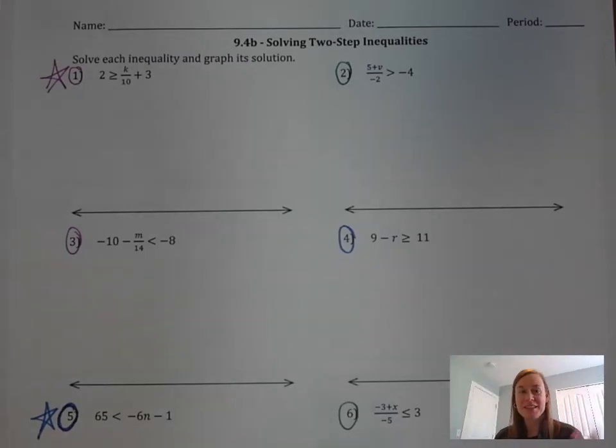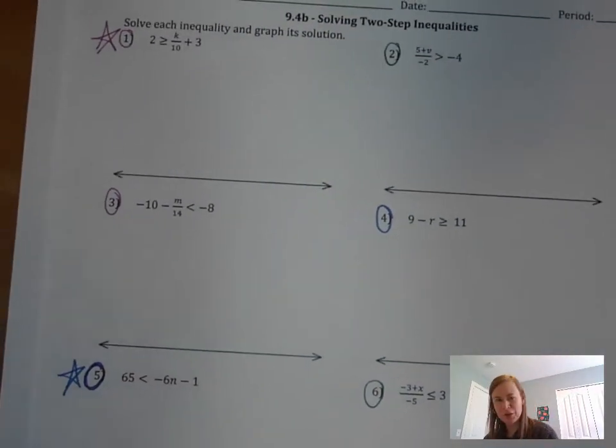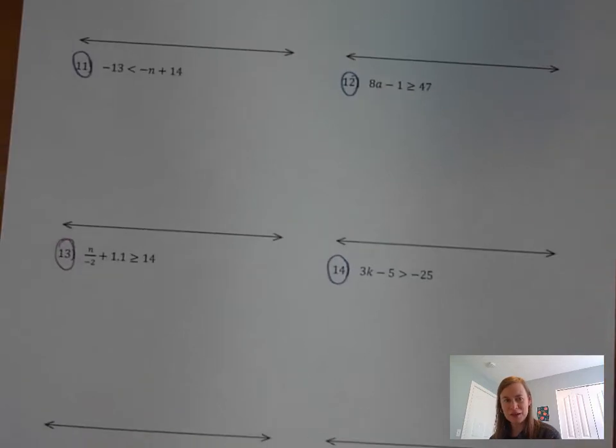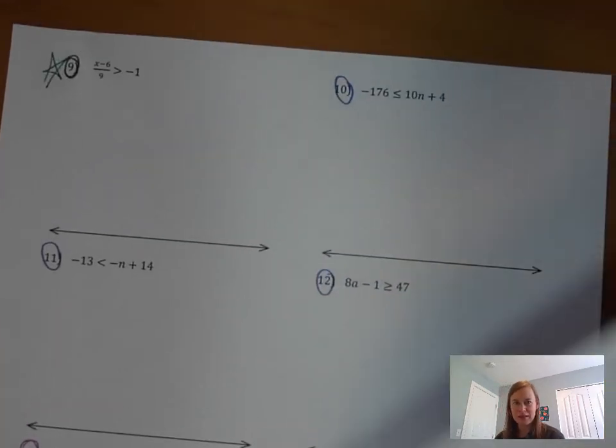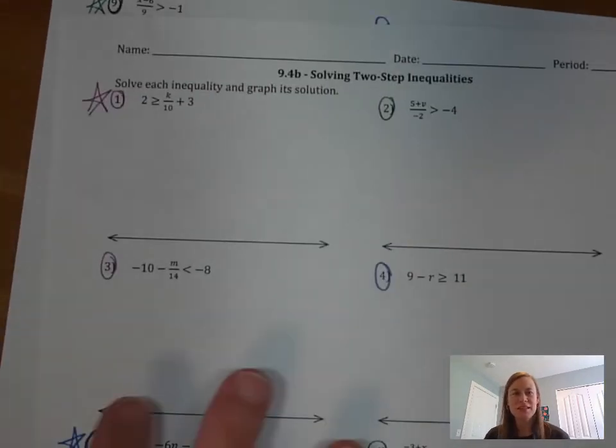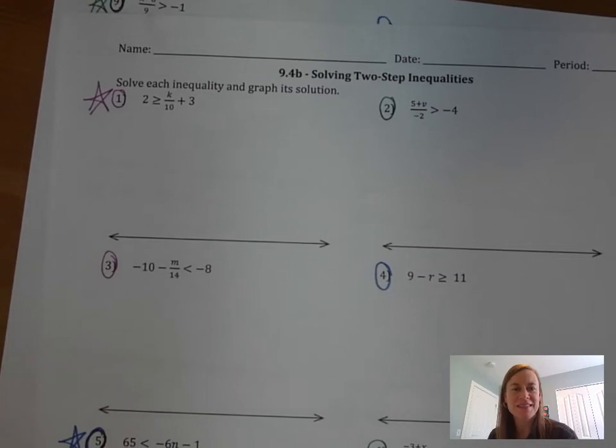So today we're continuing with our two-step inequalities, just like it says here. We've got 14 problems for you to work on. You might notice I've gone a little bit crazy and color-coded mine. That is because there's essentially three kinds of problems in this assignment.